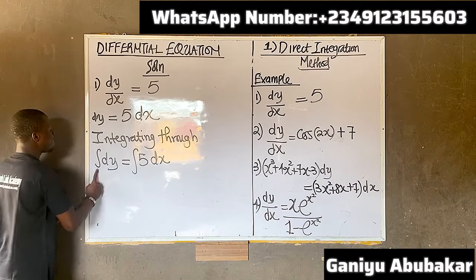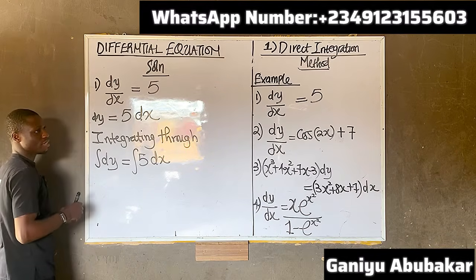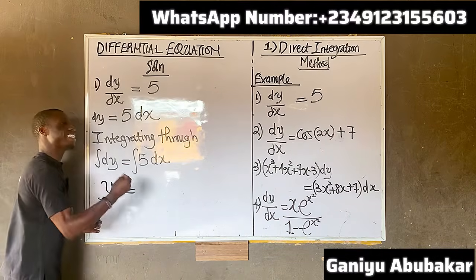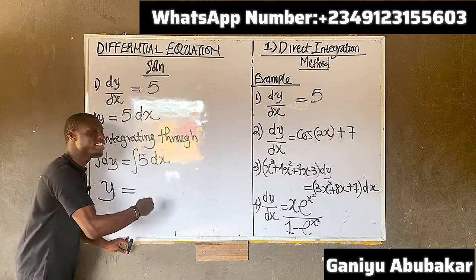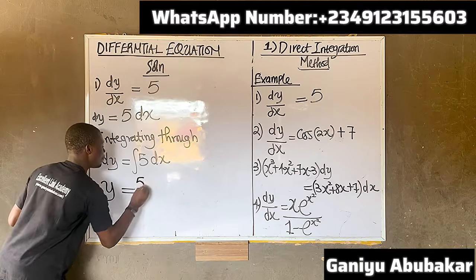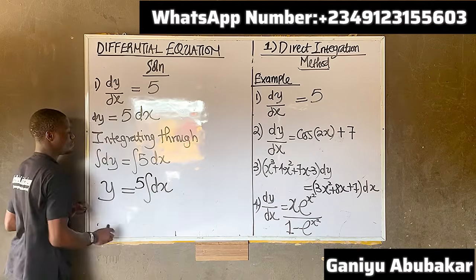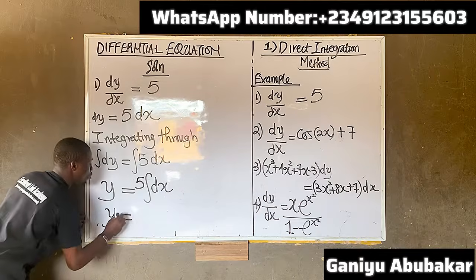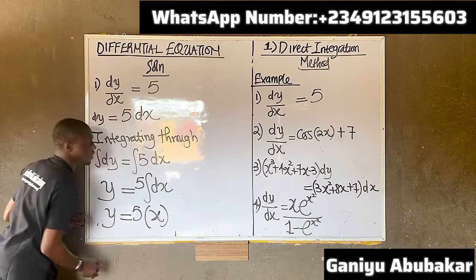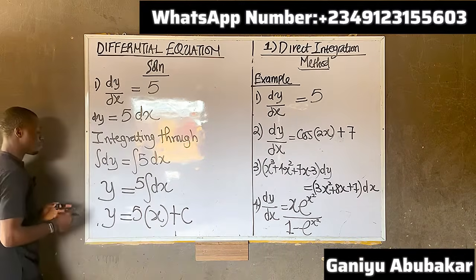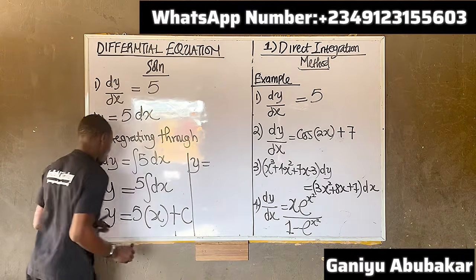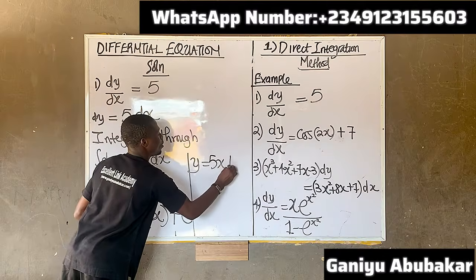What do we know? If I integrate dy, I will have y. So y is equal to, if I integrate 5 dx, first bring the constant term outside the integral sign. So it gives you 5 times the integral of dx. If I integrate dx, of course I will have x, plus c. So y equals 5x plus c.